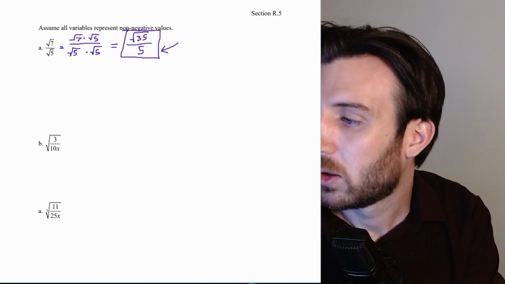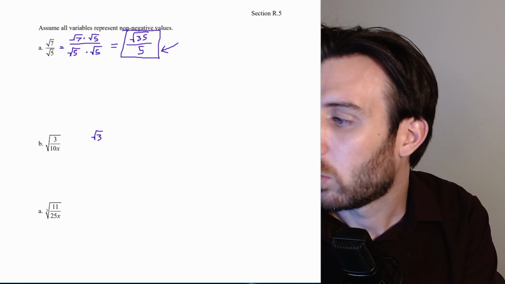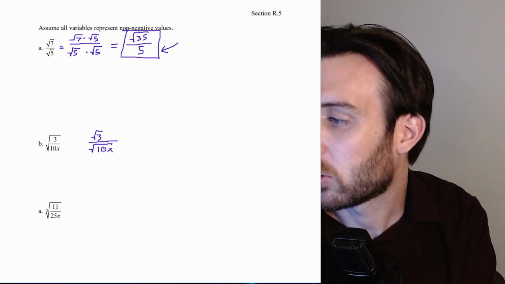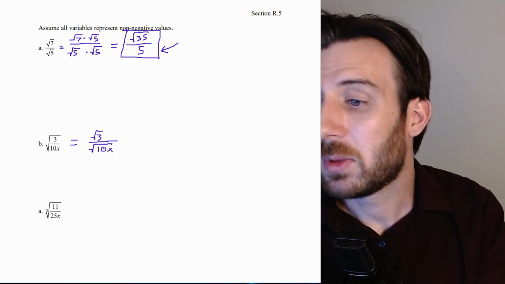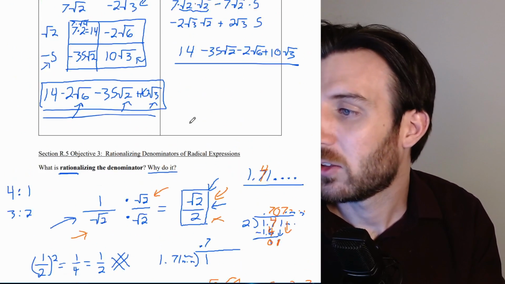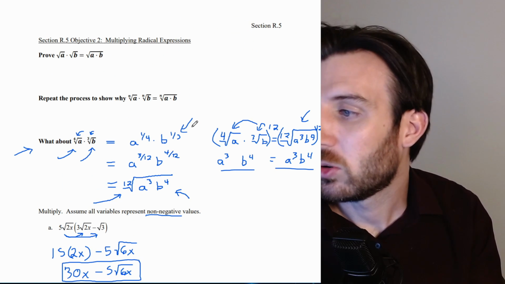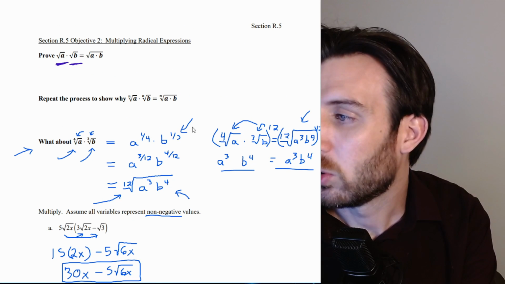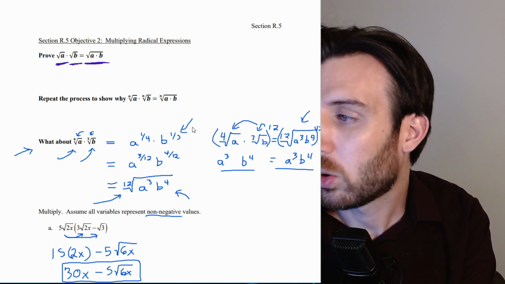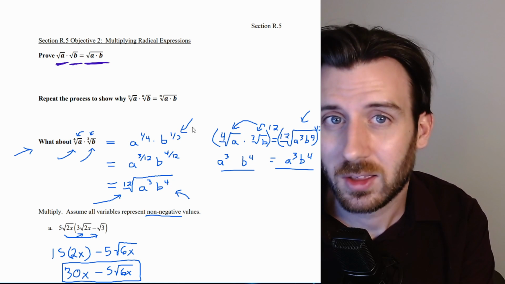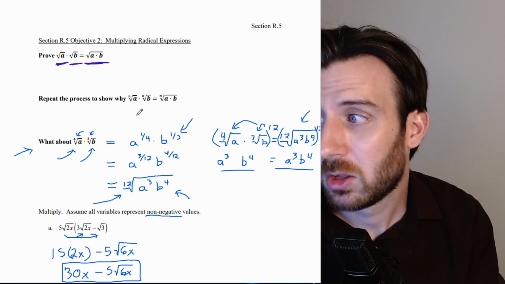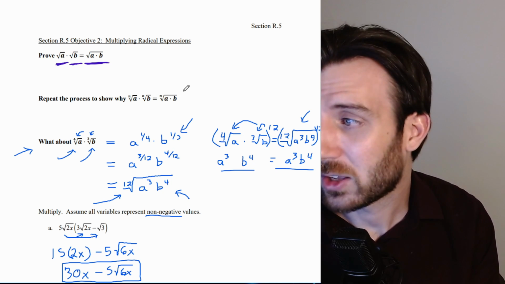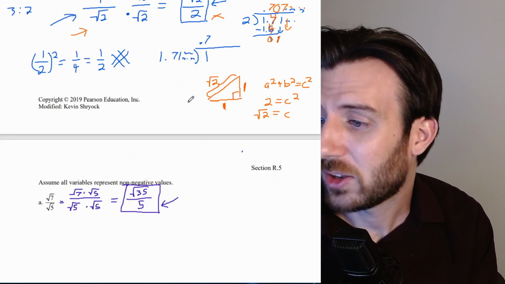Let's do this next one. This would be square root of 3 over square root of 10x. I can write it as a square root on the top and a square root on the bottom, because just like the rules we found out at the beginning of this lesson, I'm allowed to take square roots of things that are being multiplied, or do the multiplication first and then take the square root. And since division is nothing more than multiplying by fractions, there's really no difference in what I could do first or second.